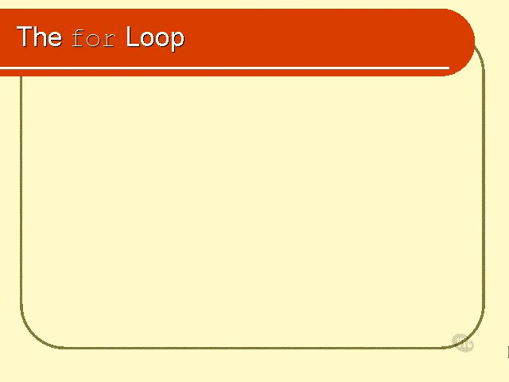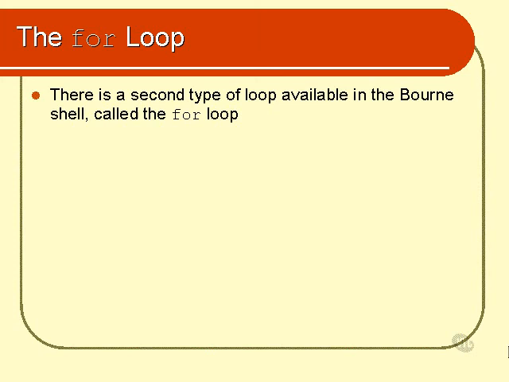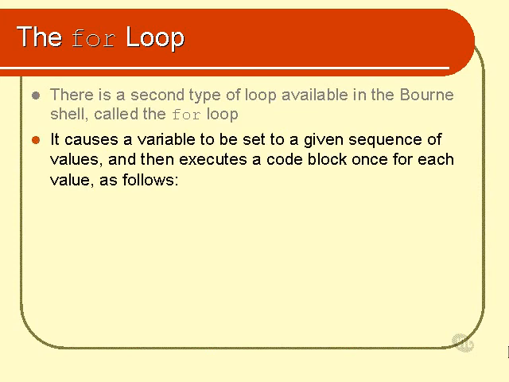We now come to the second type of loop offered by the shell, which is called the for loop. And as I mentioned before, this is actually unlike any for loop that you'll find in a regular programming language like C or Pascal or something like that. So let's have a look at how it works. The way the for loop works is it causes one variable to be set to a given sequence of values.